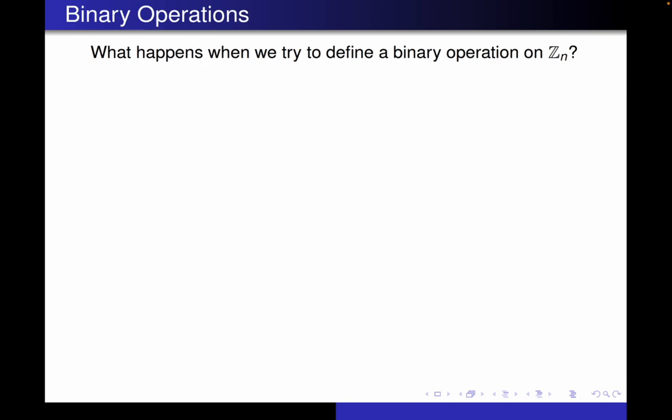So let's see what happens when we try to define a binary operation on Zn. It actually makes sense because we have all these binary operations on integers. Why couldn't we have a binary operation on those congruence classes? Let's see. Binary operations means we have two inputs, we have one output, and we can define it in any way that we want as long as it makes sense.